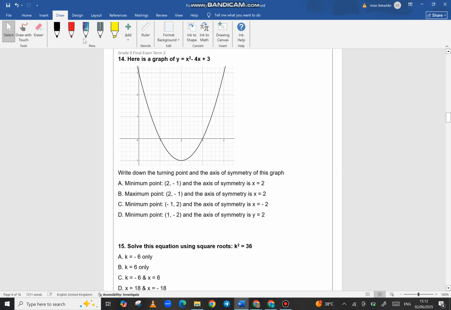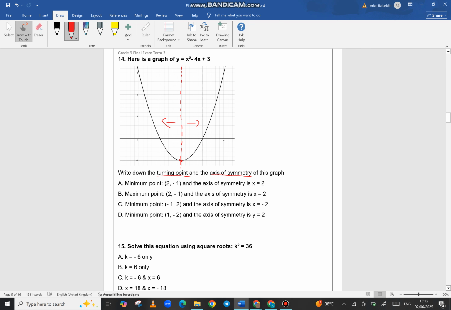Right. This one says, write down the turning point, which is going to be the place where it changes direction, and the axis of symmetry, which is going to be the mirror line between the two symmetrical parts of the graph. So it's going to be there, the thing that I just drew. Whatever's on this side is a mirror of whatever is on this side.